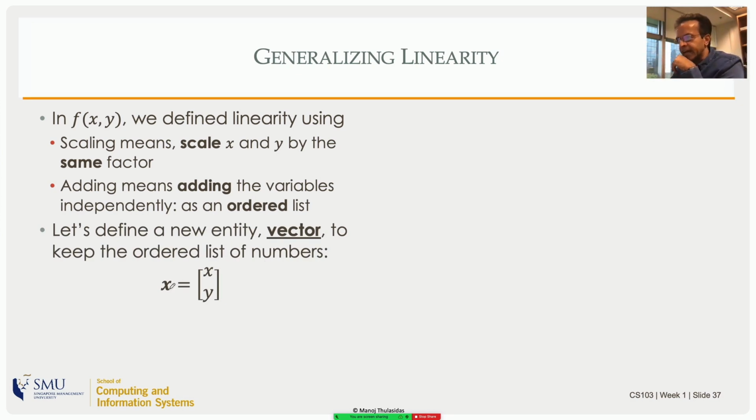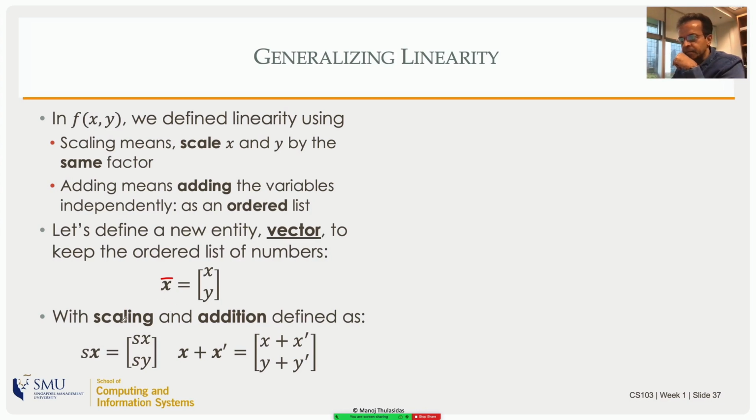The vector x in bold letters is a vector. Okay, that is an ordered pair of numbers, x and y. When I scale it, I'm going to scale both of them. If I scale it by scalar S, I'm going to scale both of them at the same time by the same factor. If I add two vectors like that, this is a vector, this is another vector. If I add two vectors like that, I'm going to add the corresponding elements.